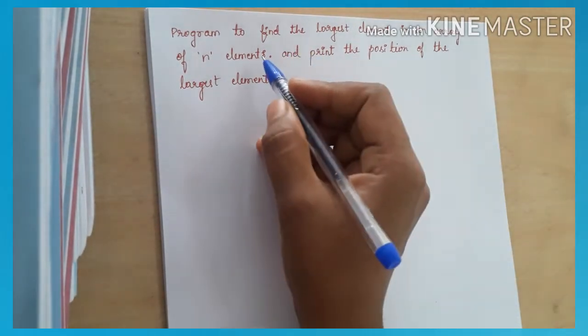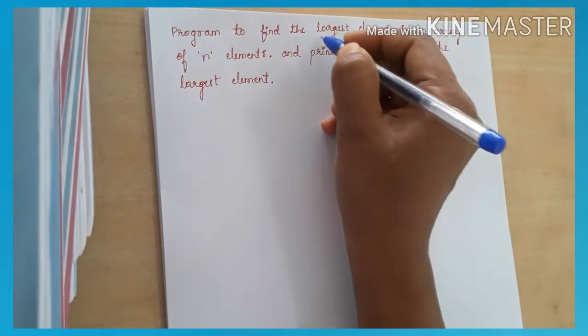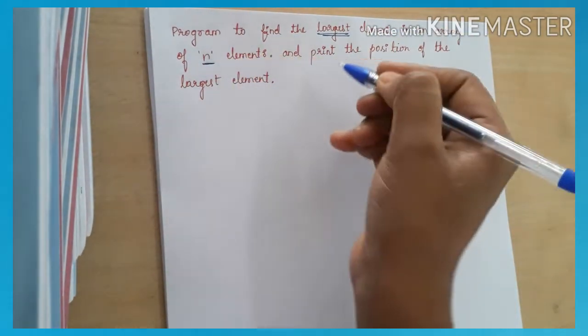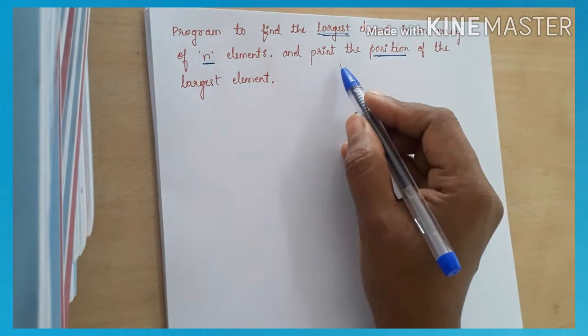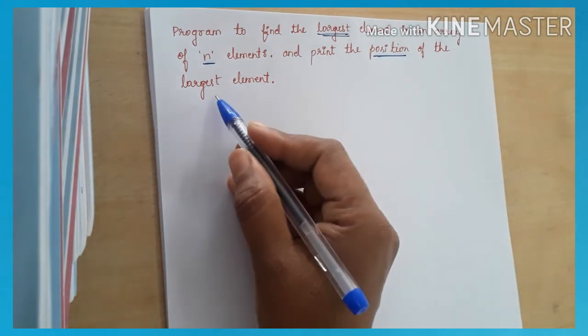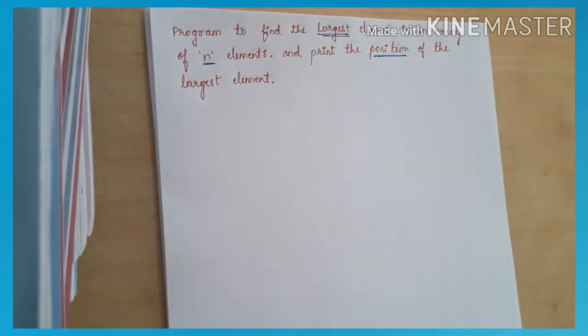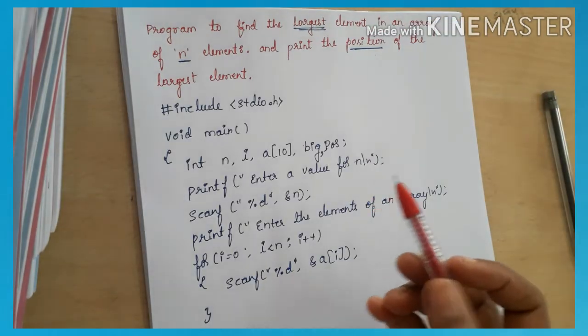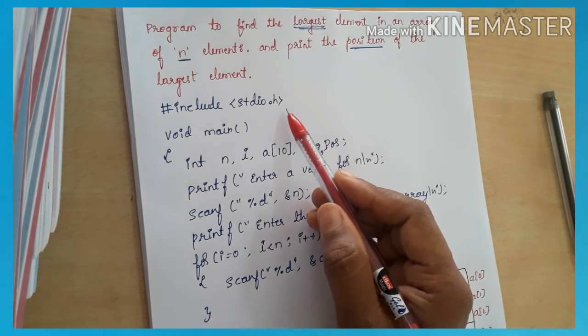In this class, we will write the program to find the largest element in an array of n elements, and also we will print the position of the largest element. First, write the preprocessor statement.